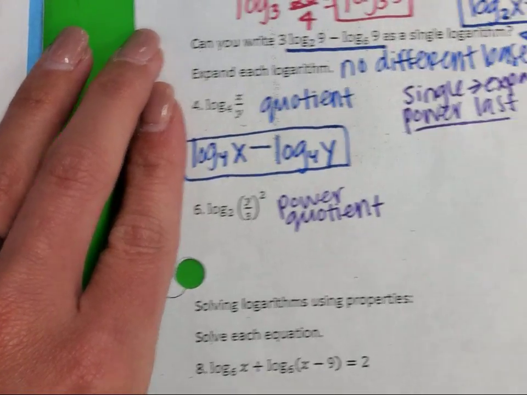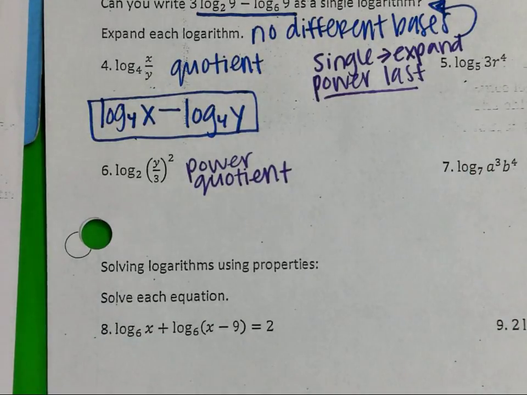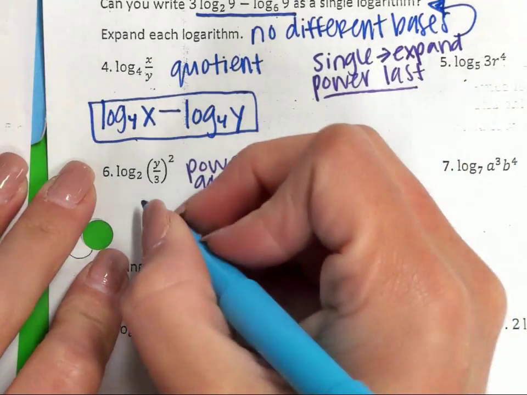That's important. If you don't copy it down and you ask me about this later, I'm not going to tell you. Not because I'm being mean, but I want you to copy this down. So we're doing what property first? Quotient. How can I do that? Tell me how you think it would look.